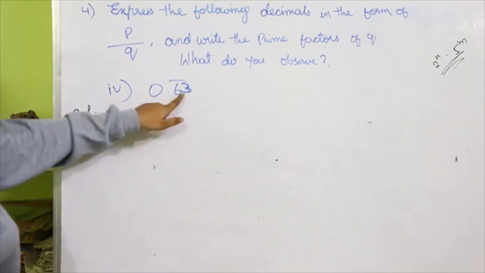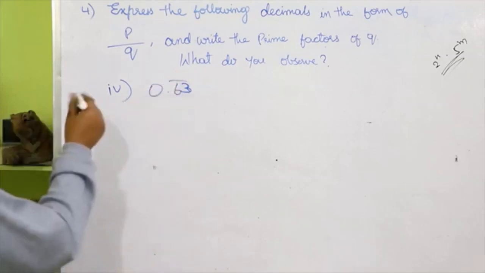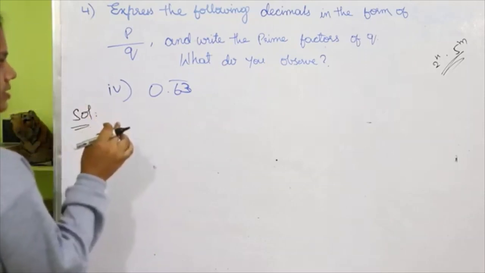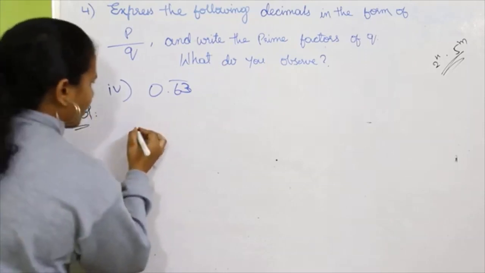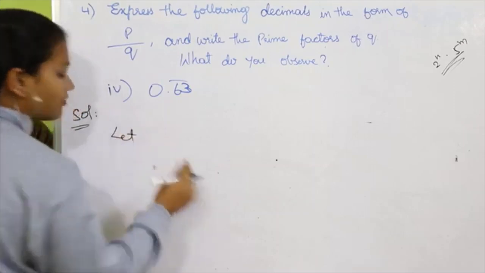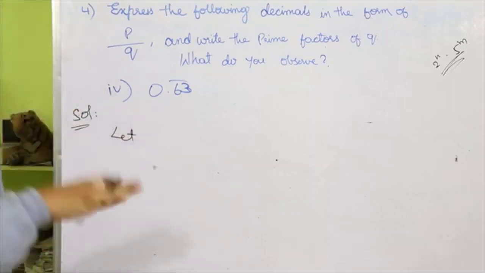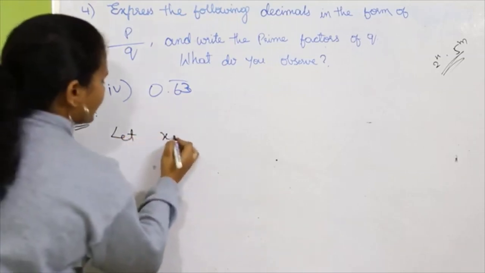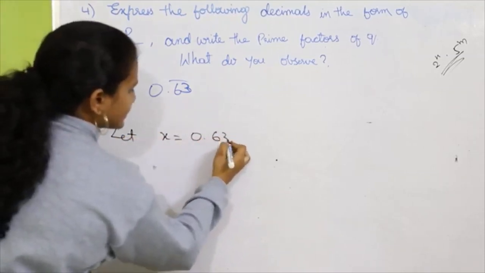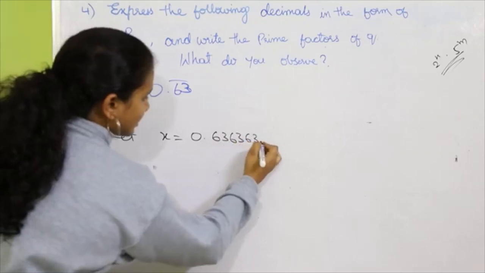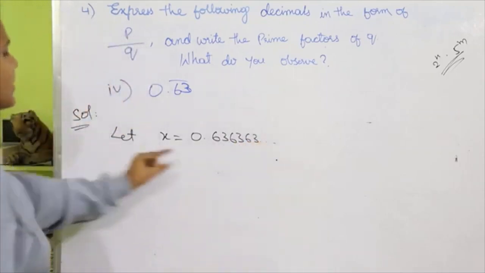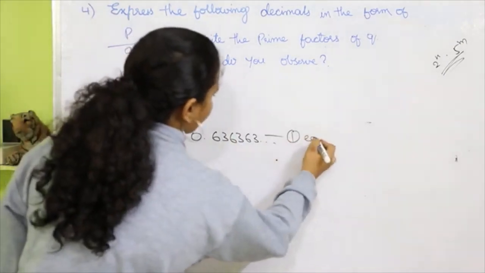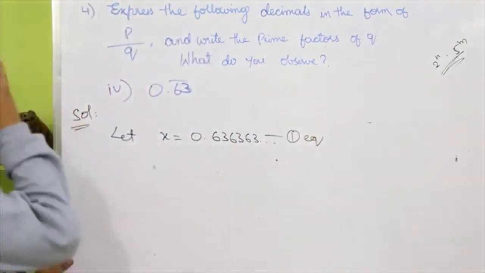Okay, 0.63 bar, guys. Now to solve the given question, 0.60 bar, let x be, firstly again, as you have done in the third question. It is the same model, where let x equal 0.606363 and so on. Let this be the first equation, or equation number 1.